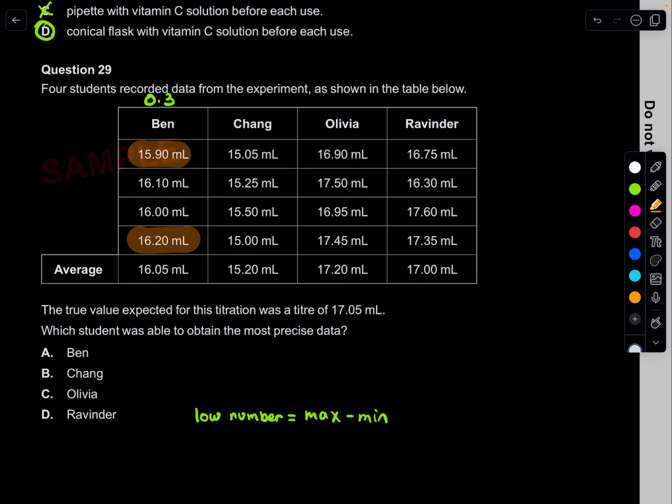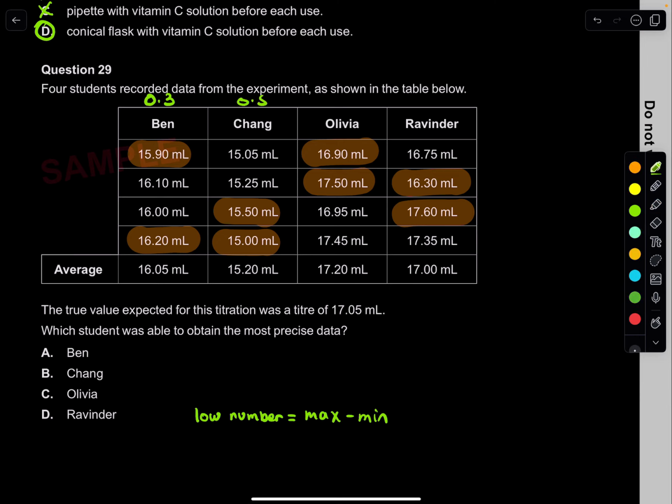So what about this one here? This is the lowest. This is the highest. Let's check the other ones too. This one's the highest, and this one's the lowest. This one's the highest. This one's the lowest. So let's do the same, let's do Chang first. That's 0.5. The other one is 0.6. Yep. The other one is 1.3. Let me just double check.